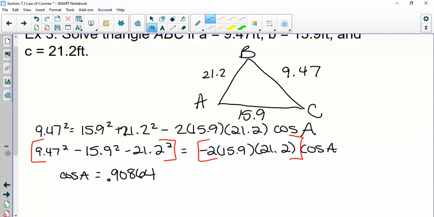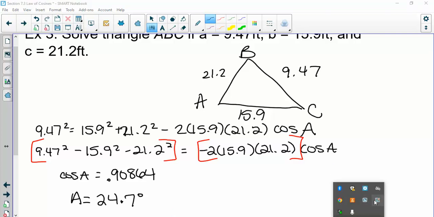Oh, yeah, that one. Alright. So then, what would I do to get angle A? Inverse. And I got my angle A to be 24.7 degrees. So not beautiful, but we got it.